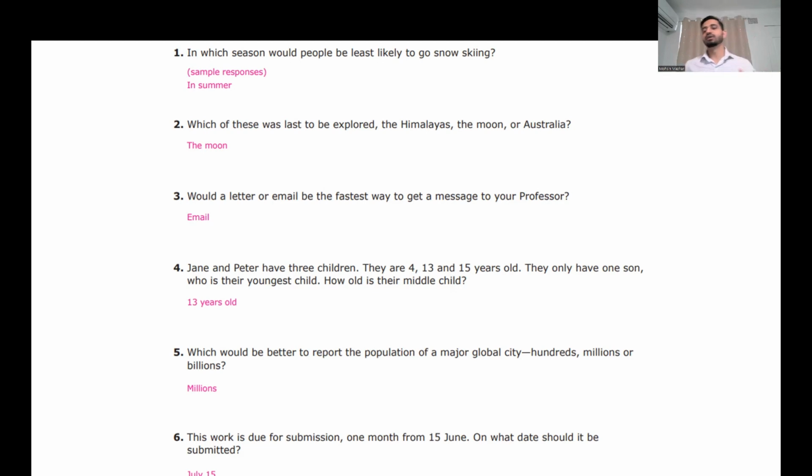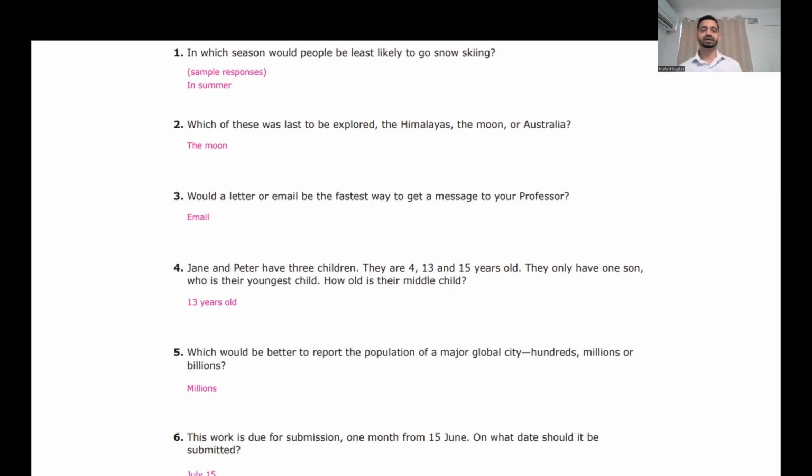They only have one son who is their youngest child. This is just a distractor. It gives you a little bit more information to distract you, and you don't have to pay attention at all. You just have to think about how old is their middle child. That's the key question here. You don't have to worry about the son and his age and being a youngest child. It has nothing to do with the question asked here. So that's a distractor, and you have to be aware of the distractor.